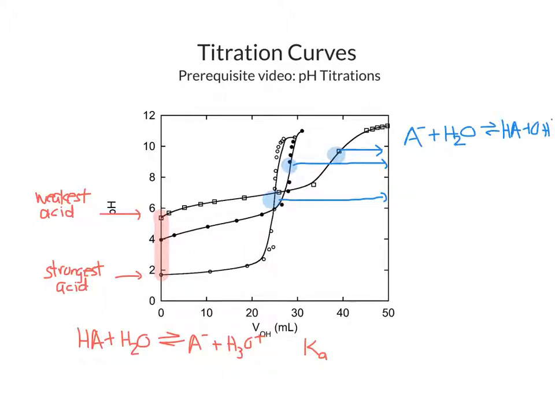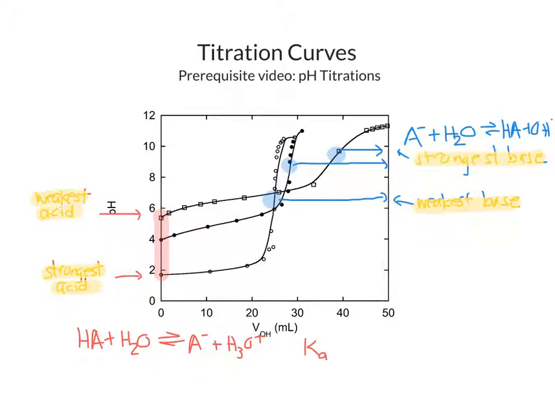The more basic the solution, the higher the pH. And so we can see that this is the strongest base, and this, with the lowest pH, is the weakest base. Note that the strongest acid correlates with the weakest base, and the weakest acid correlates with the strongest base.